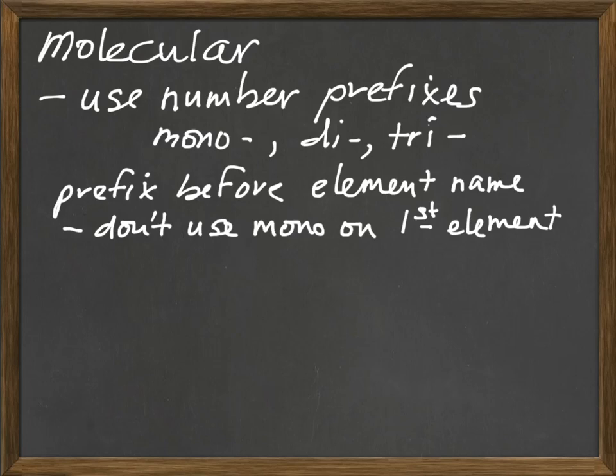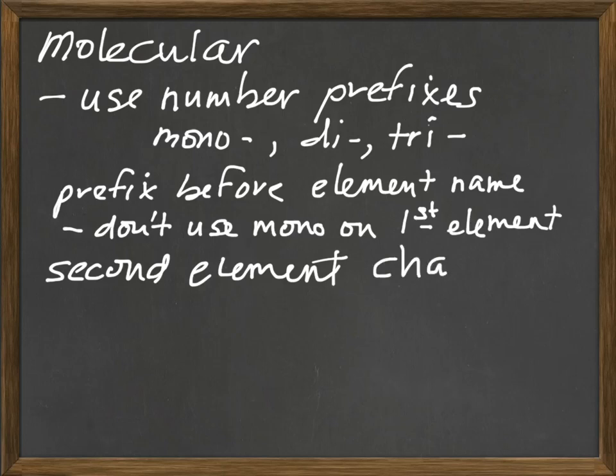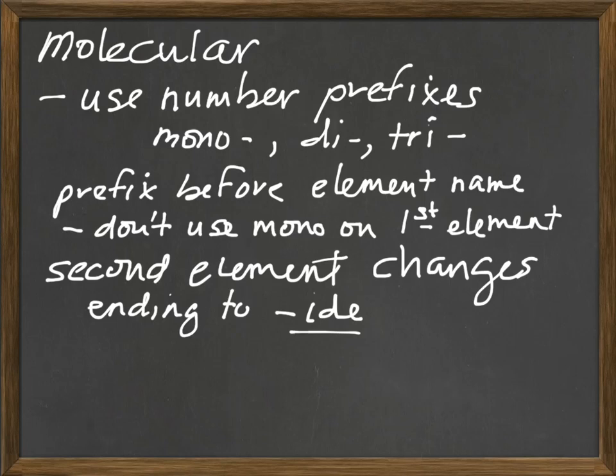Okay, the second element name changes its ending to "ide." Second element changes ending to IDE. Just like the ionic compounds did. The nonmetals, chlorine became chloride, fluorine became fluoride. Okay, in the molecular compounds, it's not an ion, but we change the ending of the name.